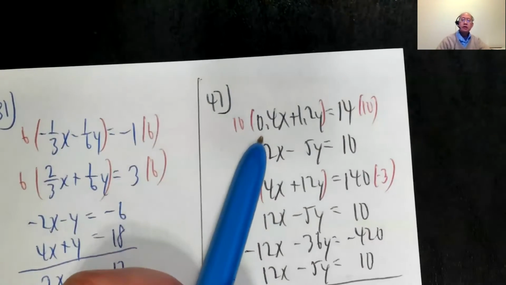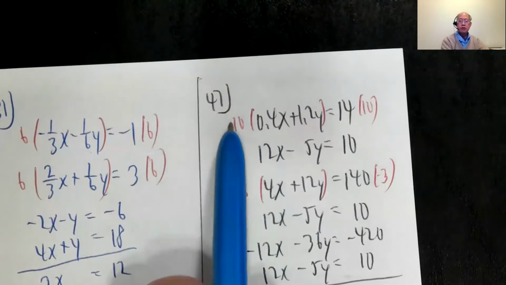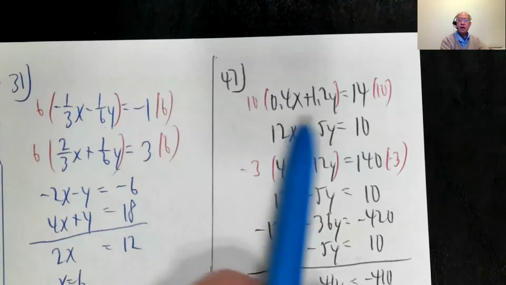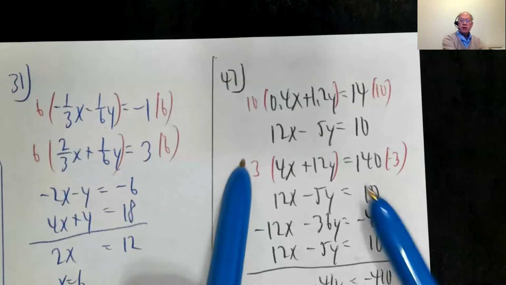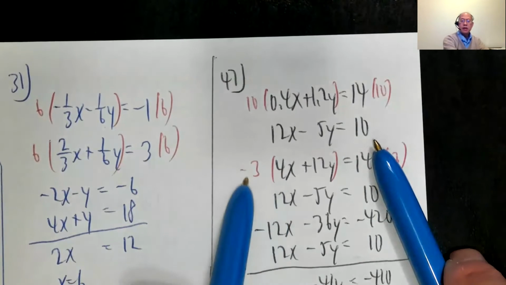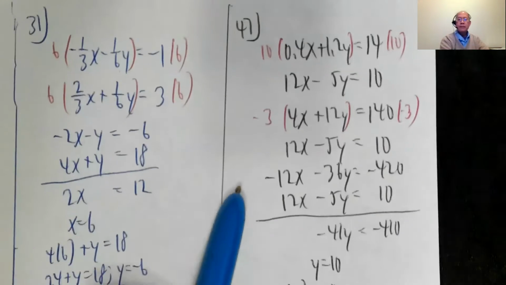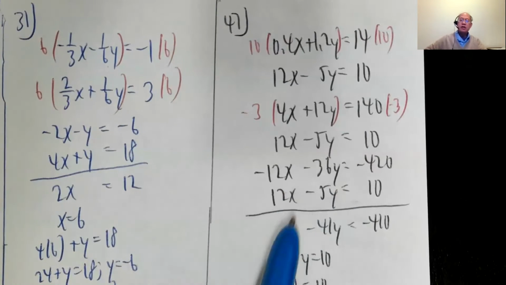Okay, 47. Just like when we have fractions, we want to clear the fractions, when you have decimals, let's clear the decimals. So multiply both sides of the top equation by 10. Gives me 4x plus 12y equals 140. Okay, and then let's try to match up the x coefficient. So I'll multiply the top equation by negative 3. Negative 12x minus 36y equals negative 420. Add the second equation.